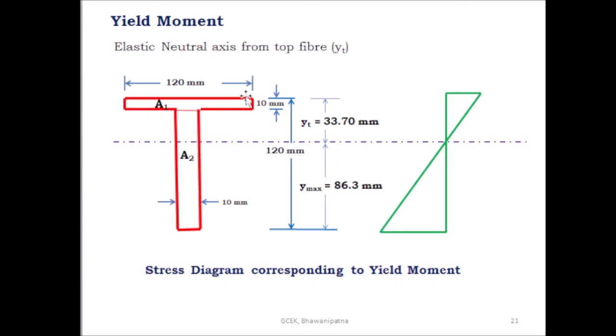So here what you have to do? First you have to find out the centroidal distance from the top of the flange. This you take as yt. This is the elastic neutral axis, but you don't know where the elastic neutral axis passes. So you have to take from this to this yt, and you have to find out this yt. This is the stress diagram corresponding to the yield moment. So first you have to find out the elastic neutral axis from the top fiber.